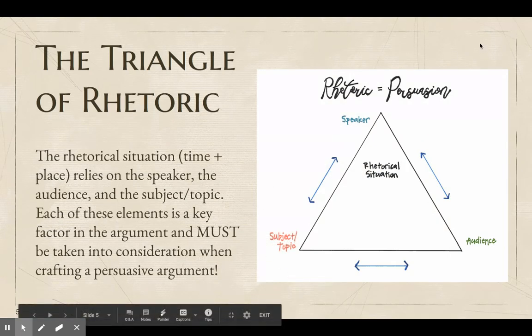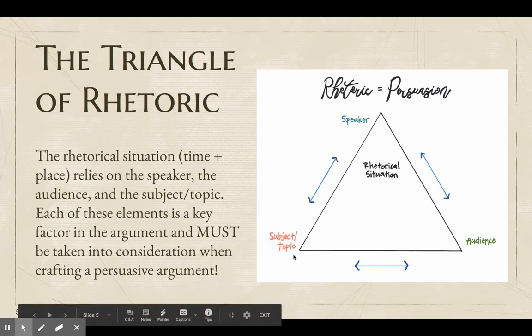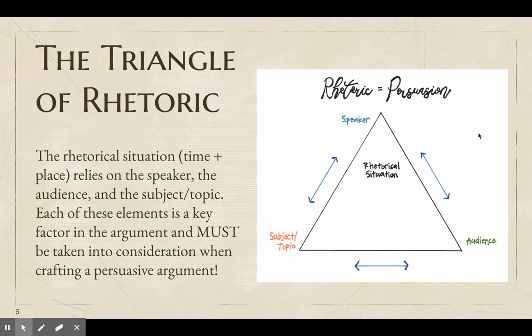So for rhetoric to happen, we have to have a rhetorical situation, which is comprised of a speaker, the subject and the topic, and the audience. If any one of these things is missing, we do not have a rhetorical situation. If I have a speaker all ready to go and going to talk about their subject or topic with passion and emphasis, but there's no audience, then there's no rhetorical situation.